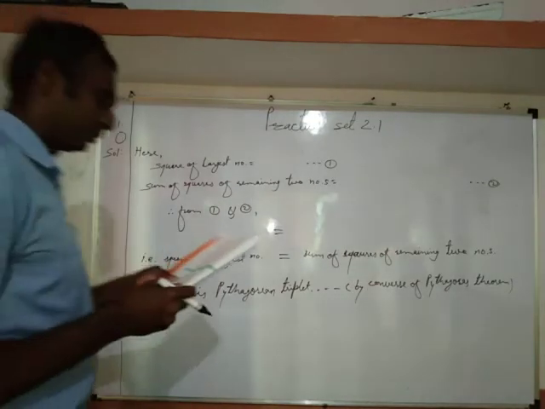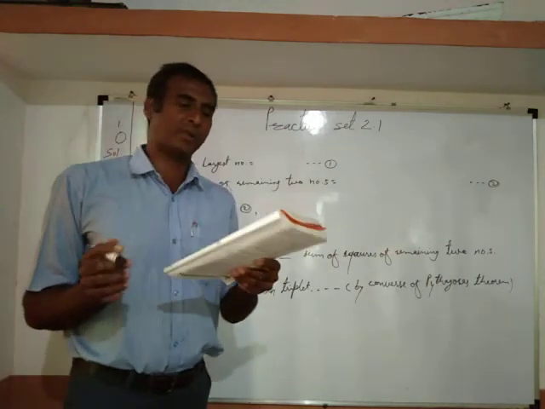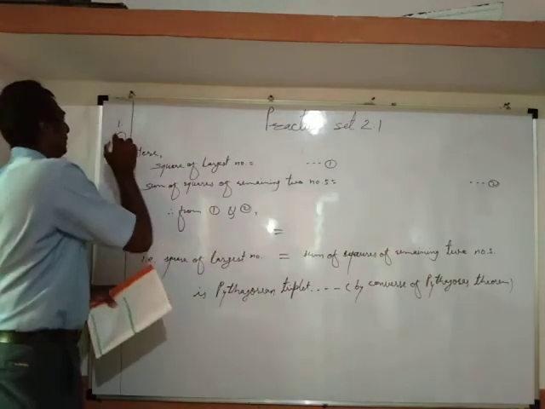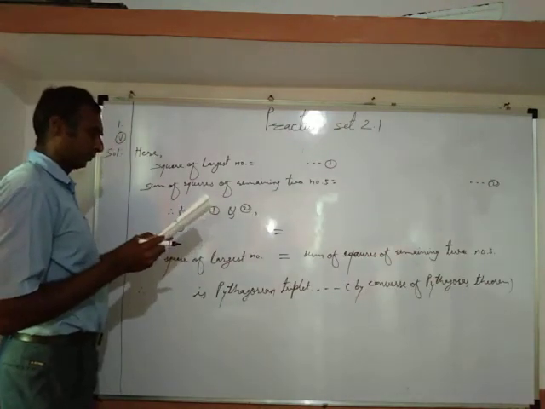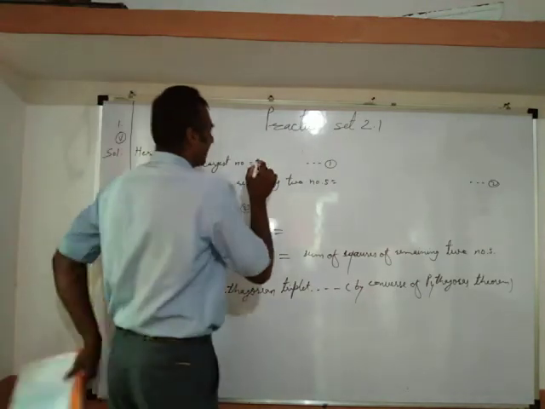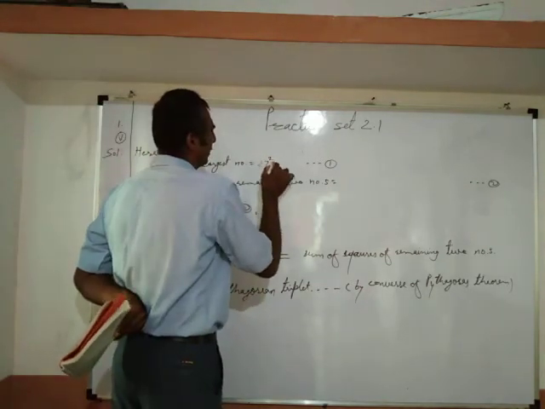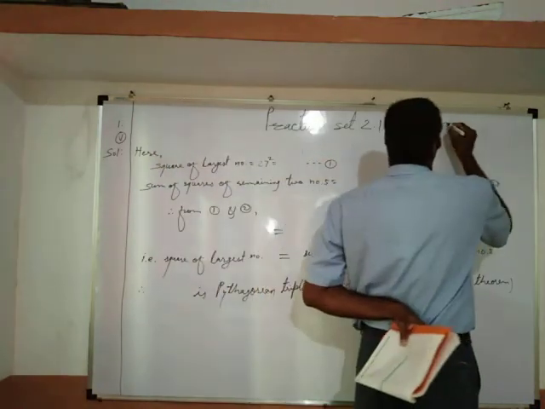Number 5. Given triplet is 10, 24, 27. Question 5, solution. Here the square of the largest number is 27 square. Let's derive the square of 27.